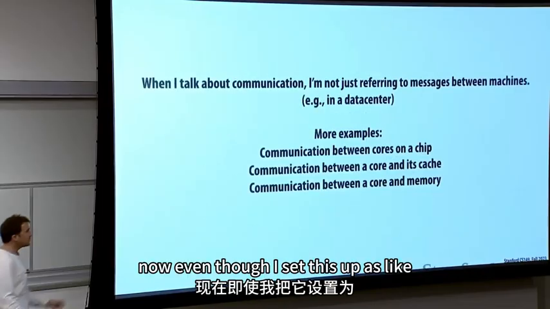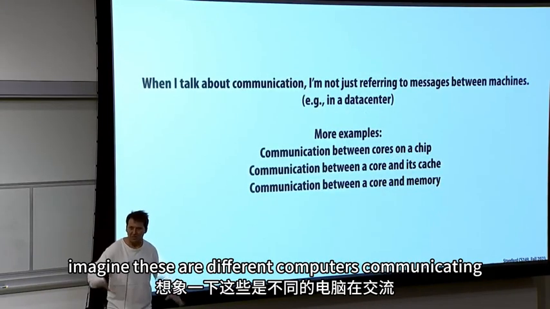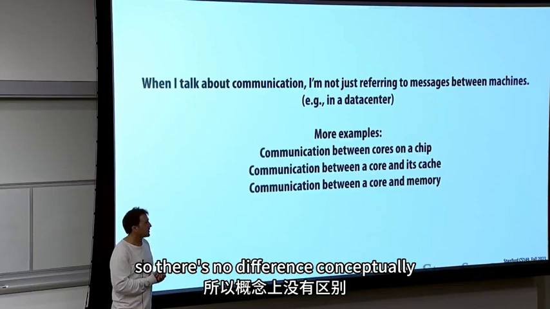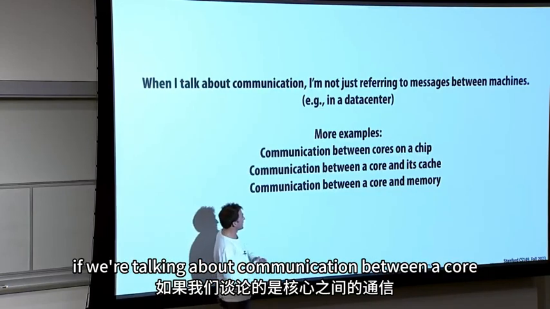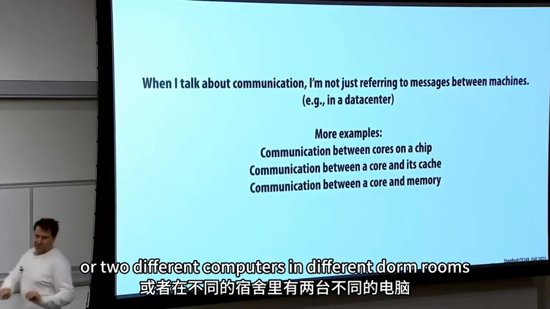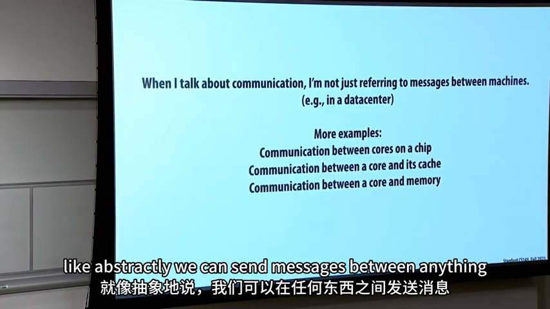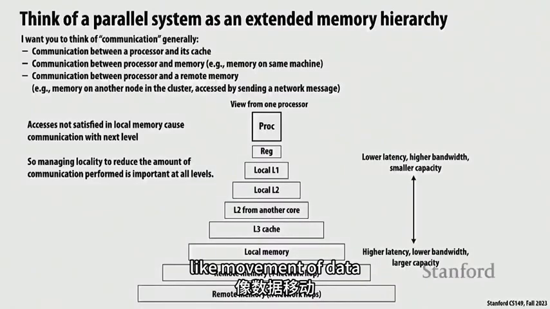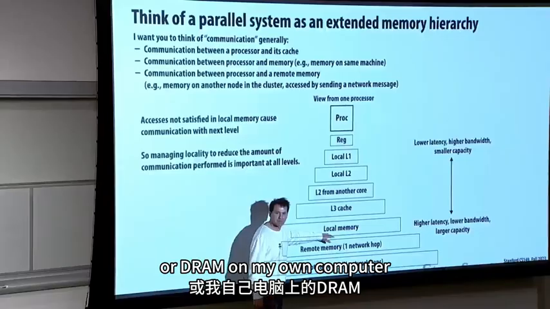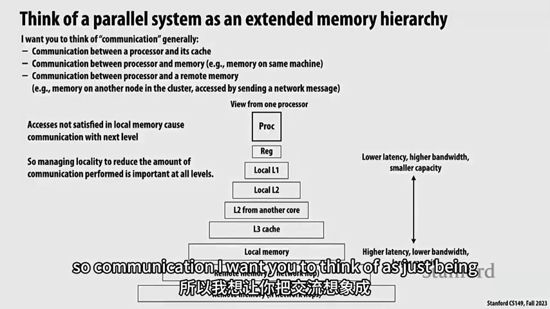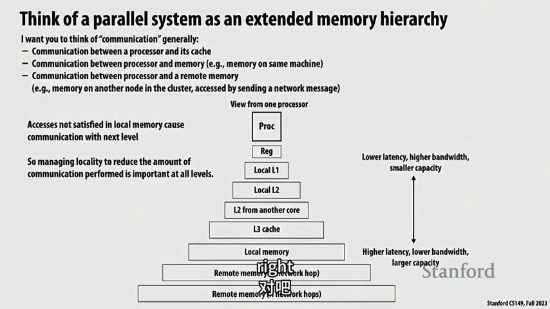Now, even though I set this up as imagine these are different computers communicating, I want you to keep in mind that there are many different types of communication. There's no difference conceptually if we're talking about communication between a core and its memory, or two different cores on the same chip, or two different computers in different dorm rooms. Abstractly, we can send messages between anything, right? And movement of data can happen between the processor and its registers, or its local L1, or its L3, or DRAM on my own computer, or DRAM on somebody else's computer, or DRAM off in Google. So communication, I want you to think of as just being abstract.